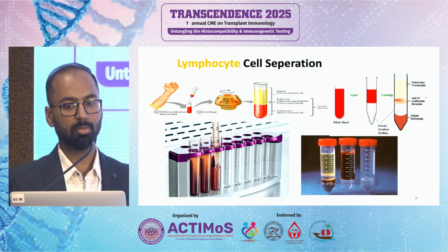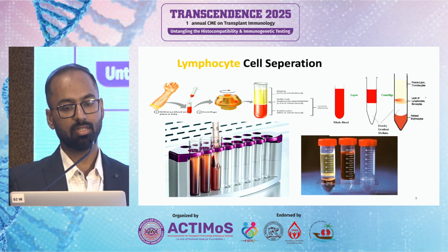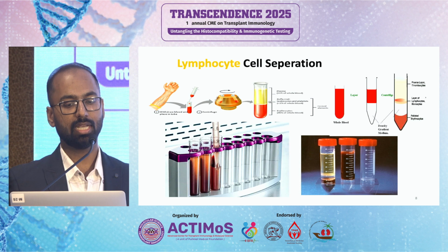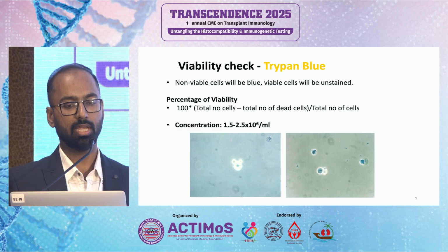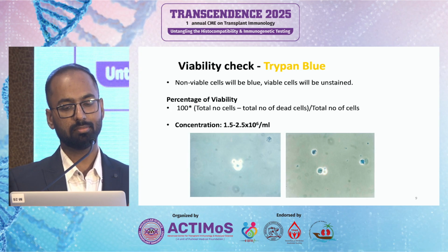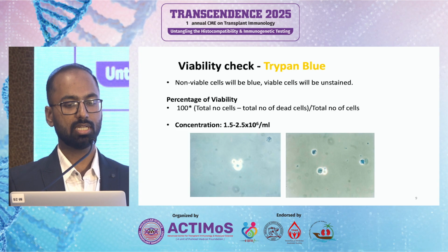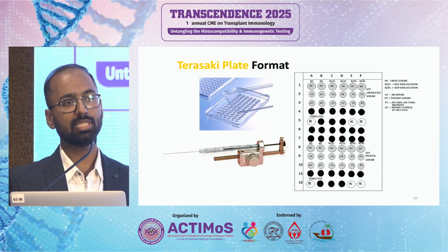For cell isolation we have the old technique called the density gradient method, where we use a reagent called Ficoll-Hypaque, and nowadays we have modifications using positive or negative selection with magnetic beads for separation, so the quality is higher. Then we use a dye called trypan blue to check viability and adjust the concentration, because we are loading it on a Terasaki tray. The concentration should not be too high or too low. The Terasaki tray can be a 60-well or 72-well format.